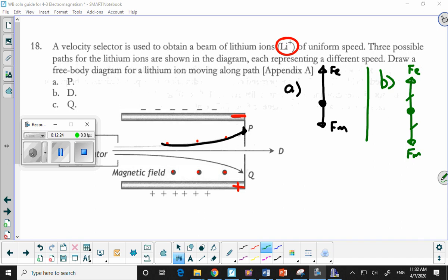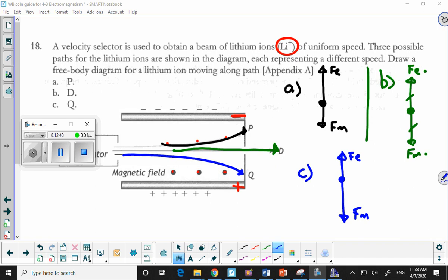For B, when we're looking at the particle D is going straight through. What does that mean? That the electric force pulling it up is equal to the magnetic force pulling it down. So that's why it's able to go straight through without being deflected either up or down. So I drew those arrows the same, and I put a dash through either to show that they're equal.